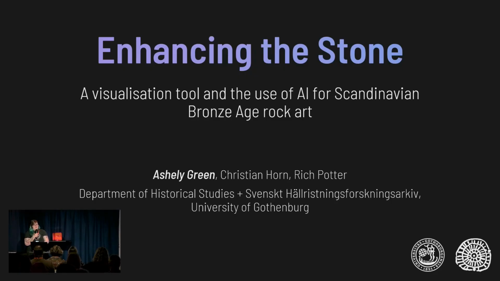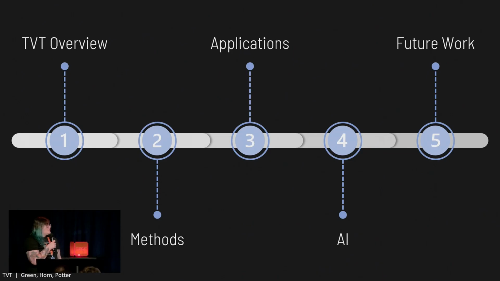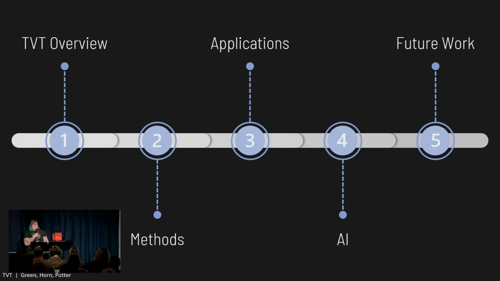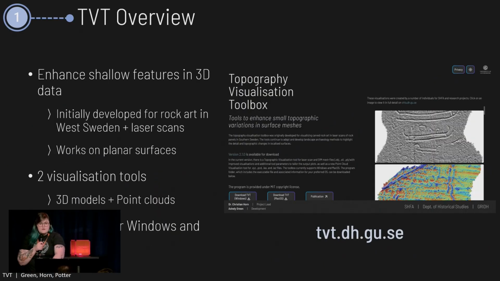So I'm just going to give a quick overview of all of our visualization tools and workflows that we use for the carved rock art. The main thing I'll be talking about is our visualization toolbox called TVT. Then I'll give an overview of what it is and the methods involved in it, and a few different applications, both for rock art and other uses that people have used the TVT for, and how we use it in our AI workflows and basically our future plans.